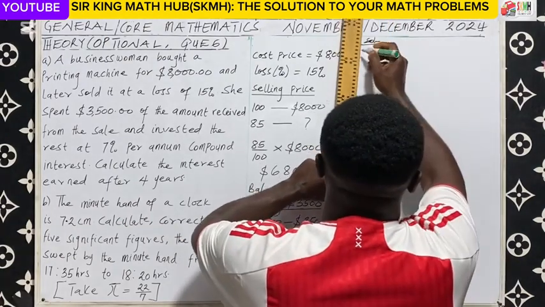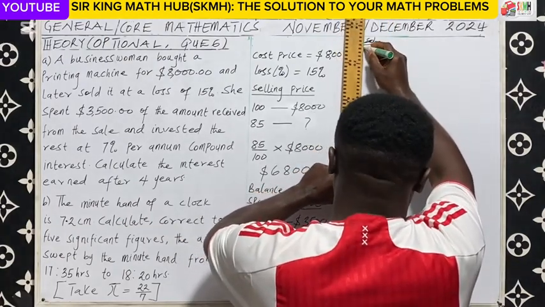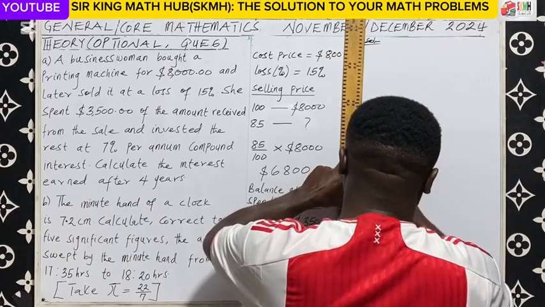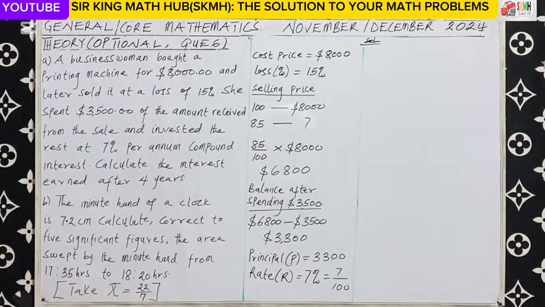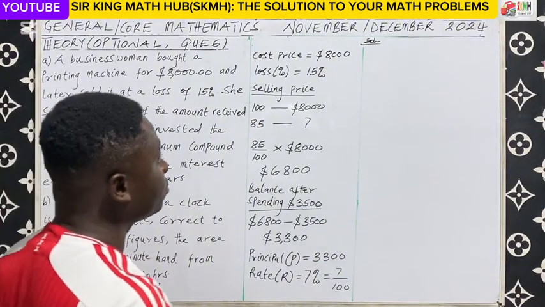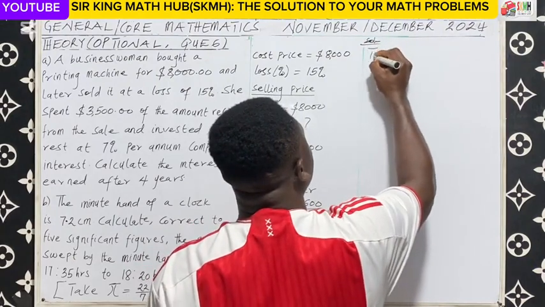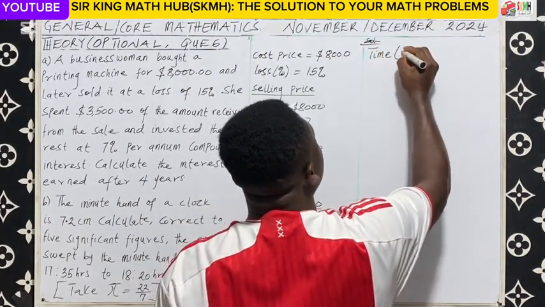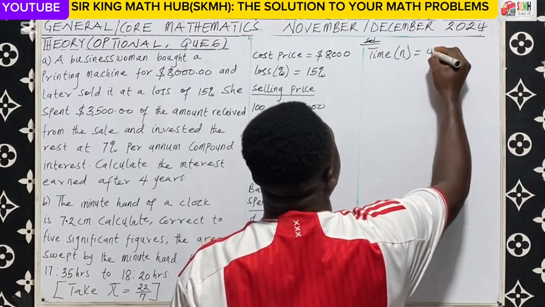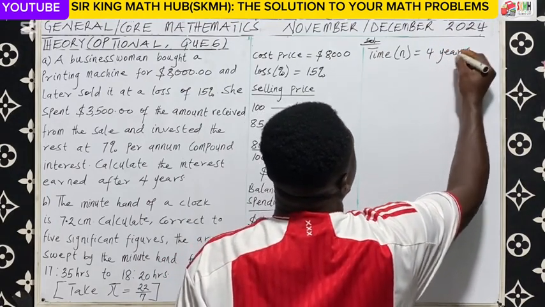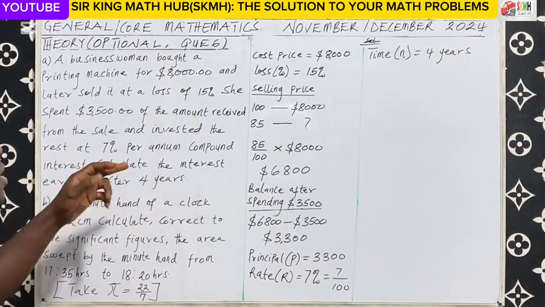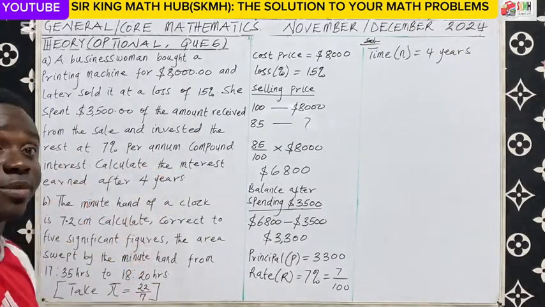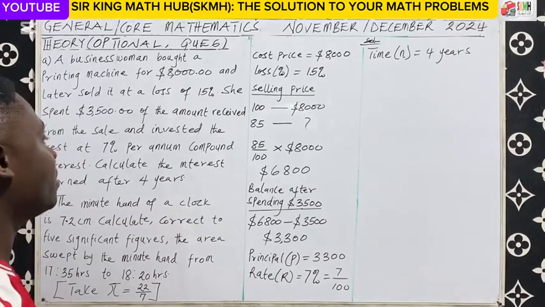For how many years? We are looking at the time frame. So number of years, that is time. So the time here was 4 years. Don't forget that all this investment was done under the compound interest terms. But we are looking for the interest.